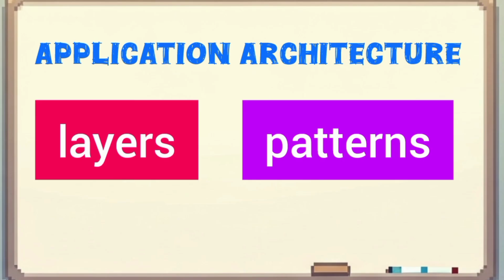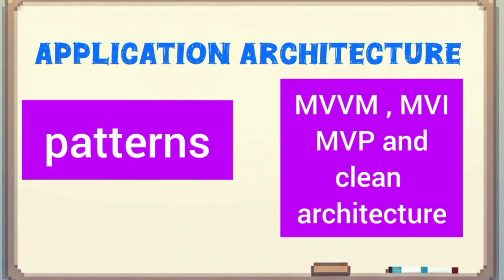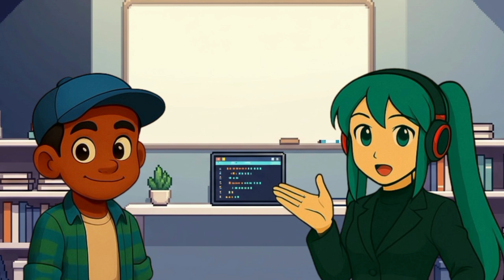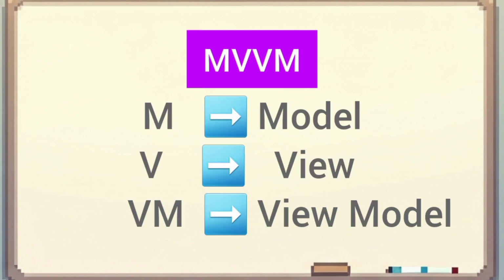The second part of an architecture is what we call the design pattern. This is where those well-known architectural patterns we mentioned earlier come in: MVVM, MVI, MVP, and clean architecture. We first need to understand their components and how to use them. So, let's break down MVVM. It is an acronym for M for model, V for view, and VM for view model.